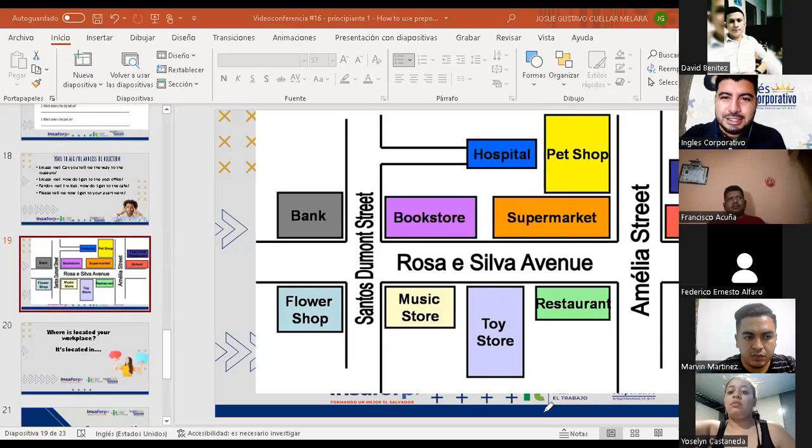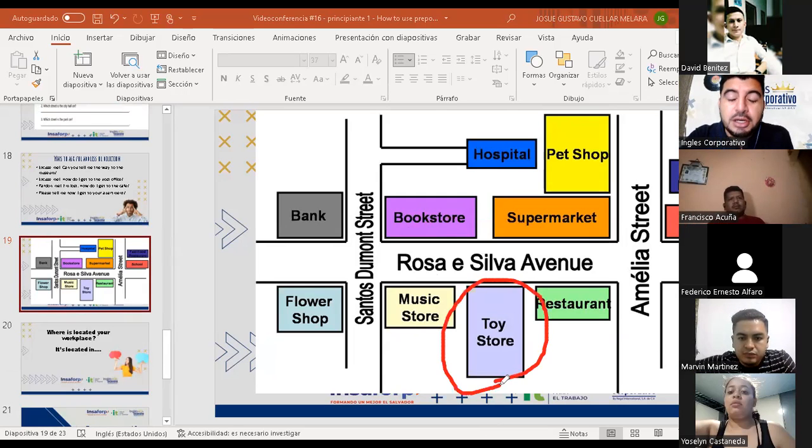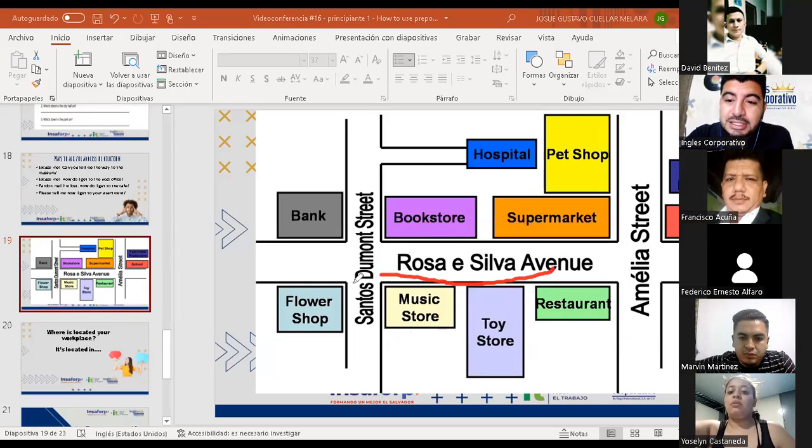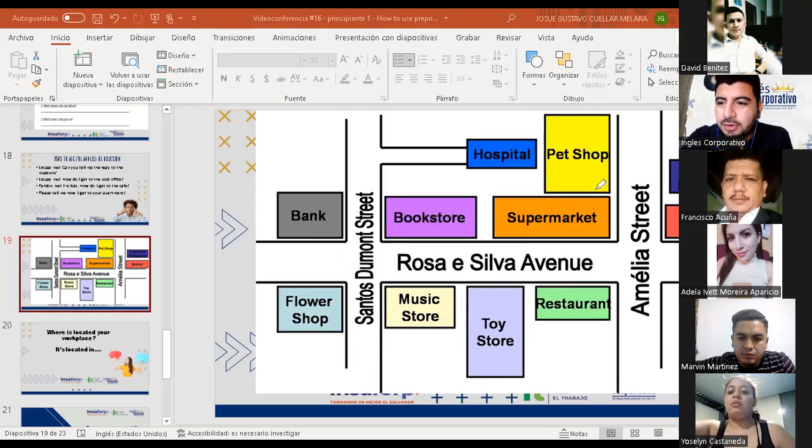Recuérdense que lo importante es hacerlo más específico, digamos toy store, acá para ser específicos. You can say, okay, the toy store is on Rosa and Silva Avenue between music store and restaurant. Entonces alguien que venga por acá va a decir, ah, Rosa and Silva Avenue, the music store is, pero está en medio de restaurant y music store. Entonces siempre se dice on. Okay, that's it. Well, my friends, bien.